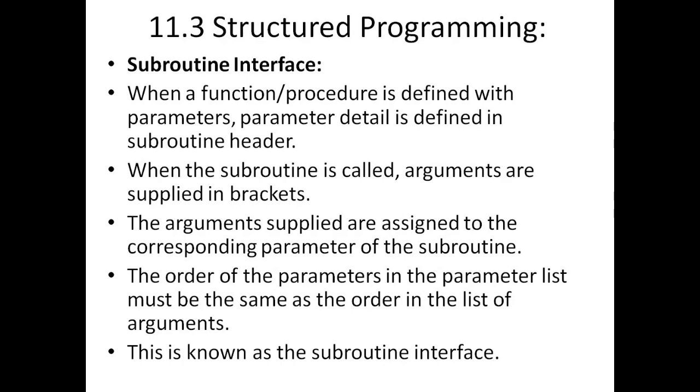Next we have subroutine interface. When a function or procedure is defined with parameters, the parameter detail is defined in the subroutine header. Remember that subroutine basically means a function or a procedure. When the subroutine is called, arguments are supplied in brackets. The arguments supplied are assigned to the corresponding parameters or variables. The order of the parameters must be the same as the order in the list of the arguments.